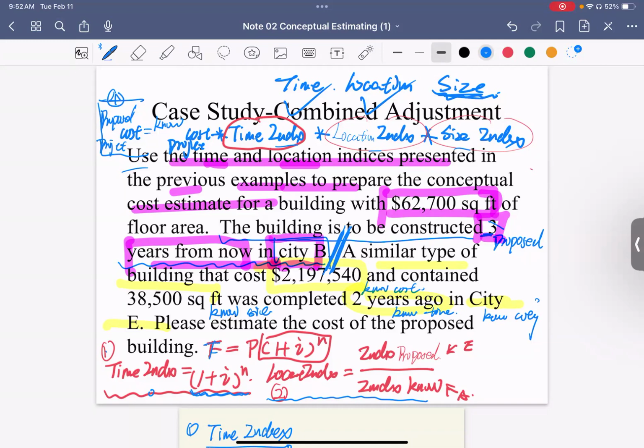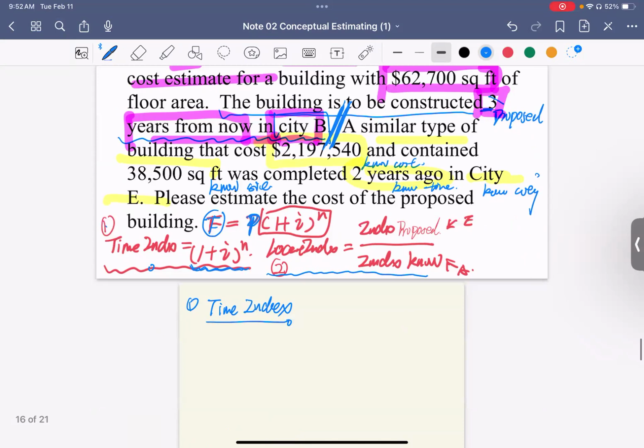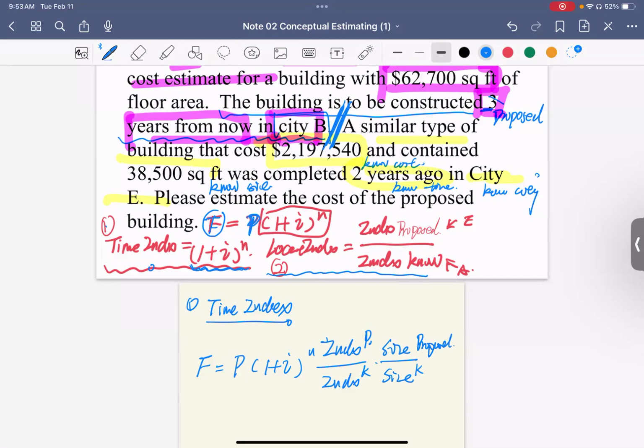And this F, we're not using F, but we know this P here. We're going to find this one. I can give you a more general equation. That will be (1 + i) to the power for the time index, and then the location index, and the size divided by size known, and this is proposed. So this is the known one. This is in a more general sense. This part is called time adjustment, this includes location, and this is called size adjustment, and this is your project cost.